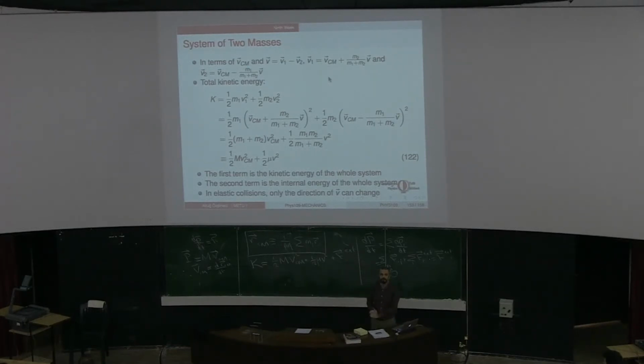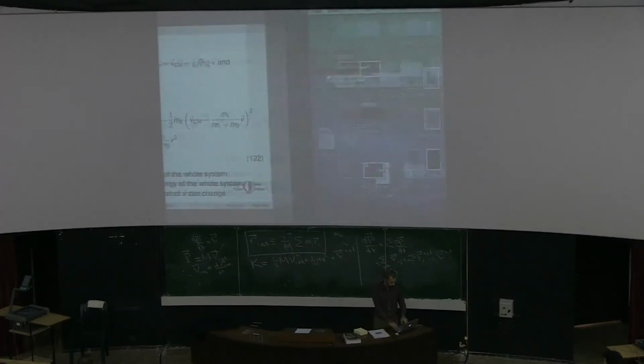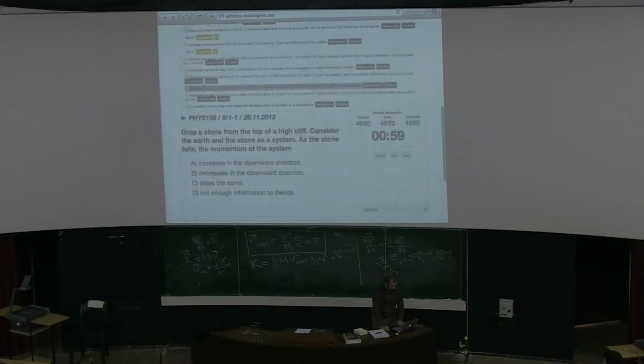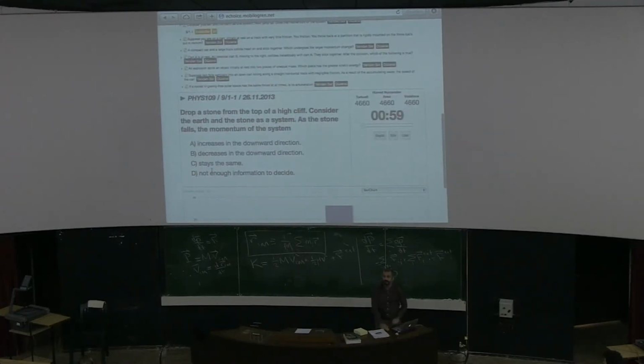Any questions on this one? So the answer is stay the same. Well, the momentum of different parts is changing as the stone is dropping, but the momentum of the whole system, the Earth and the stone as a system, doesn't change.